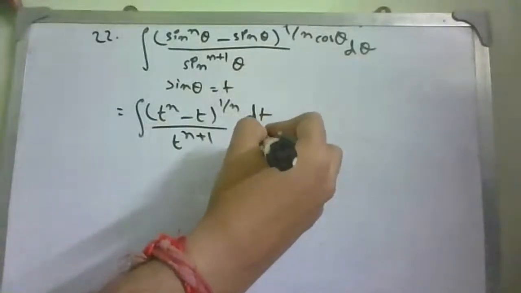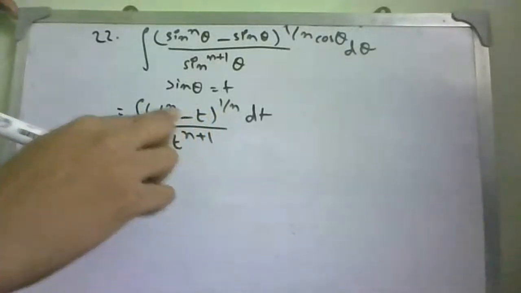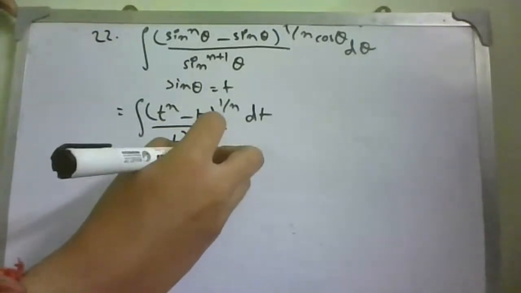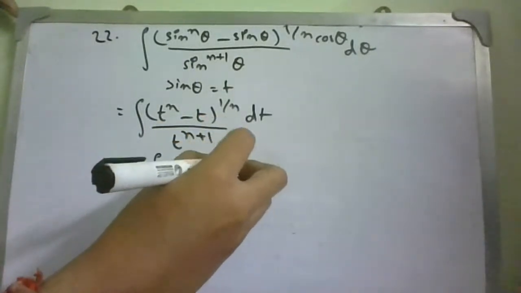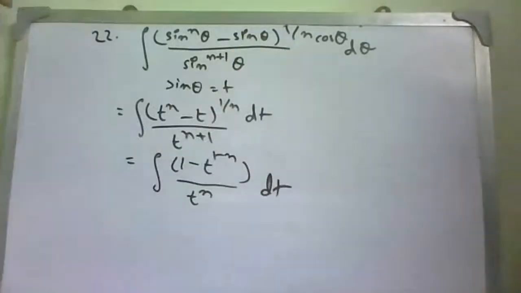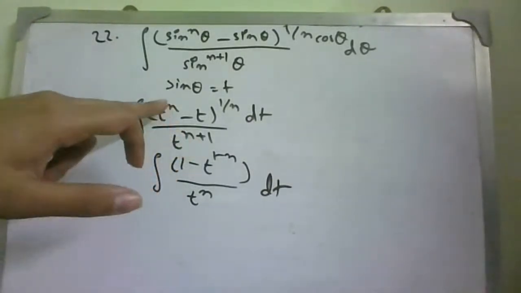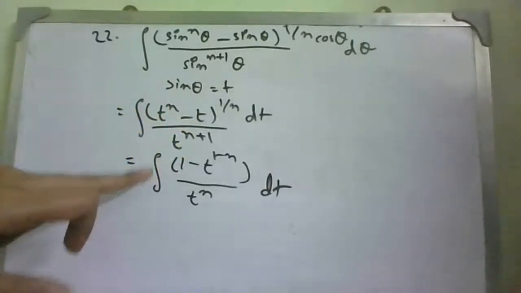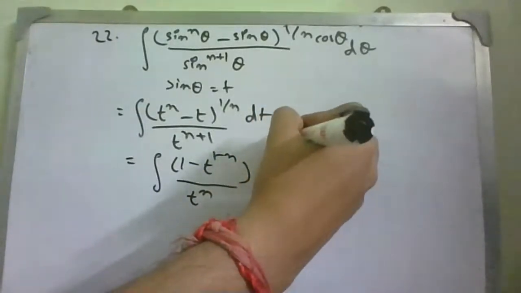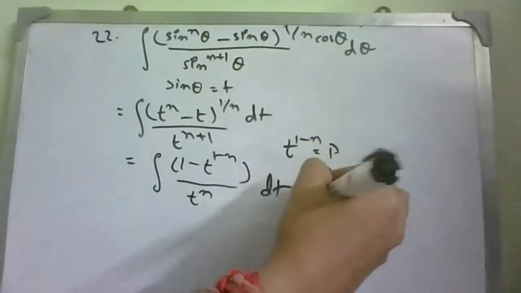Okay. What if we just take out t to the power of n from here? So we'll be having t to the power of 1 minus n and t to the power of n dt, isn't it? Because we have t to the power of n plus 1, and if we take another t from here, t will cancel out. And now if we take t to the power of 1 minus n as some p, then dp over dt.